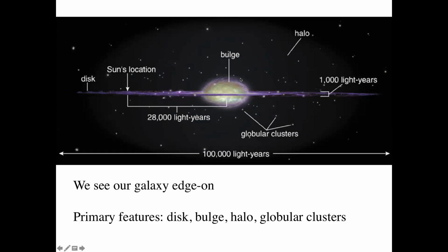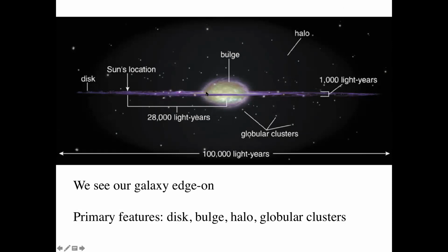Again, the disk, the bulge, and the halo, which I haven't really talked about. The halo is a spherical distribution of stuff that goes all the way around and encompasses the disk of the galaxy, and then some, but is more of a sphere. And globular clusters are members of the halo of the galaxy and not the disk of the galaxy.